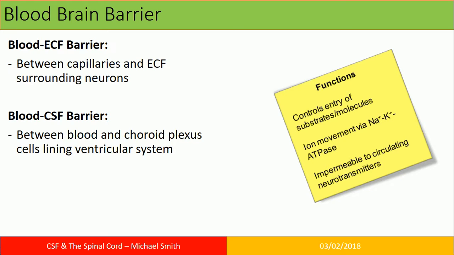So this has a number of functions, including controlling substrates and molecules that can move between the blood and the CSF and the neural tissue. They control ion movement, as that allows you to maintain an action potential and resting potential. And it means that neurotransmitters can't pass through into the neural tissue and affect how things are working within the brain.